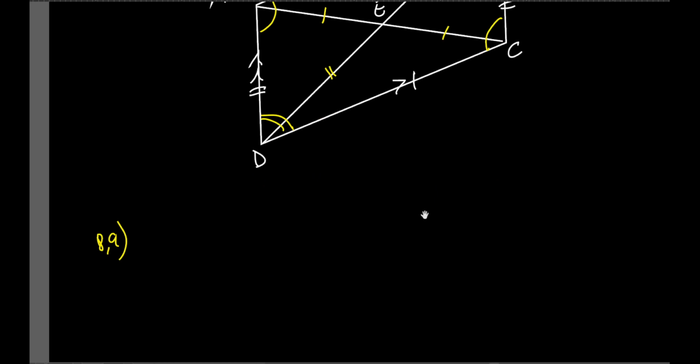So 8 and 9 is basically like 6 and 7, except they just don't tell you it's a parallelogram to begin with. They tell you some stuff, and they say what must A equal and what must B equal in order to make it a parallelogram. Everybody got that?